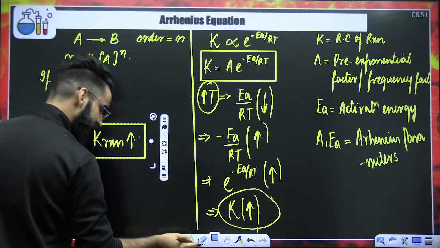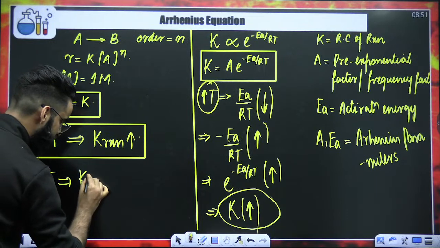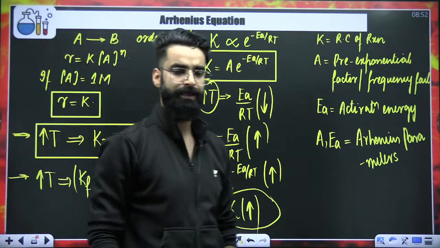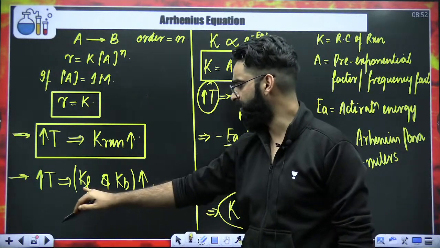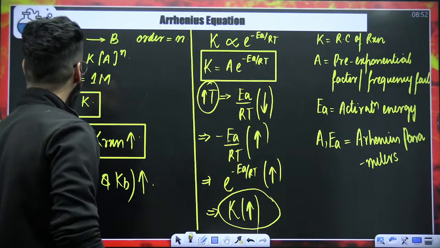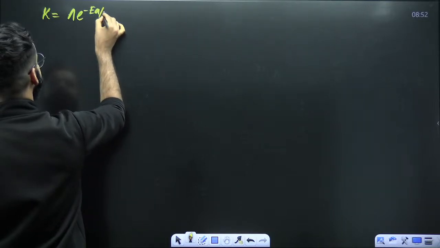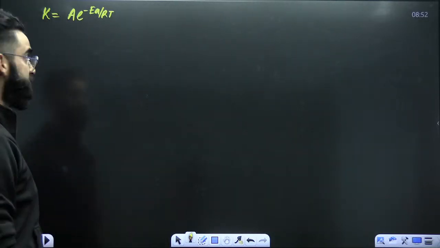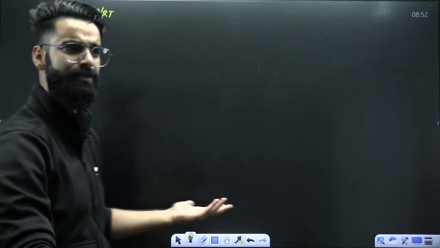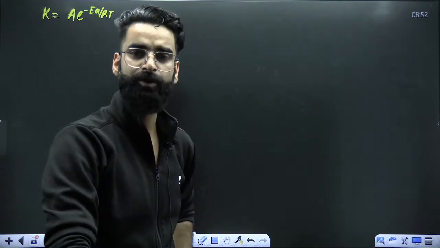And do remember, in case of reversible reactions, upon increasing the temperature, the rate constant of the forward as well as the rate constant of the backward reaction, both the things will increase. Point number one. Point number two, we got to know the Arrhenius equation: K is equal to A e raised to the power minus Ea by RT. So basically you got to know that on increasing the temperature, the rate constant of the reaction increases. And if rate constant increases, that means the rate of reaction automatically increases.